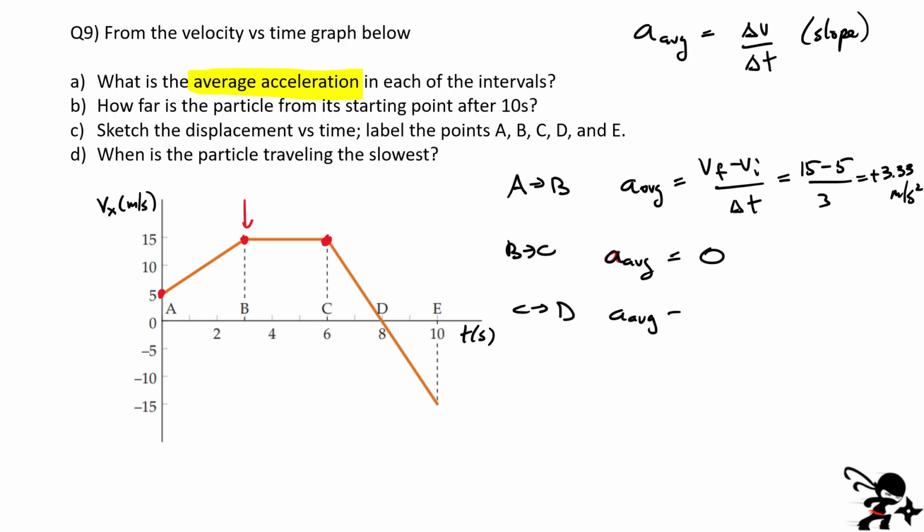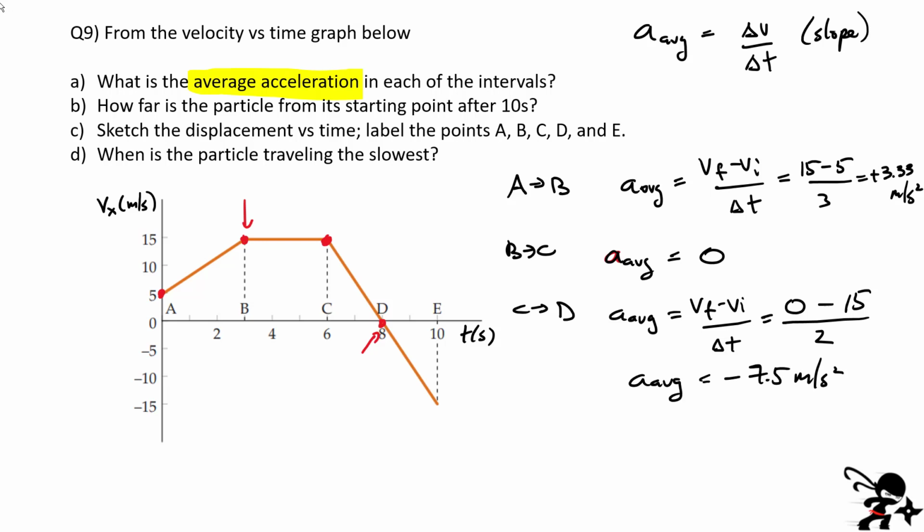All right, how about from C to D? The average acceleration, again, is V final minus V initial over delta T. Let's denote my 2 points. There's my V final. My V final for this case is going to be 0, because I'm right here, I just read it off the graph. Minus V initial. My initial was 15 for that time interval. And then the time interval was 2 seconds for this case. So the average acceleration would be negative 7.5 meters per second squared.